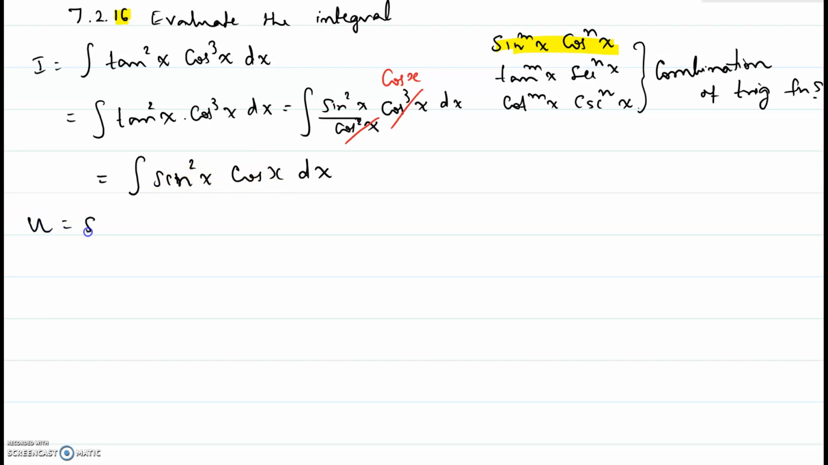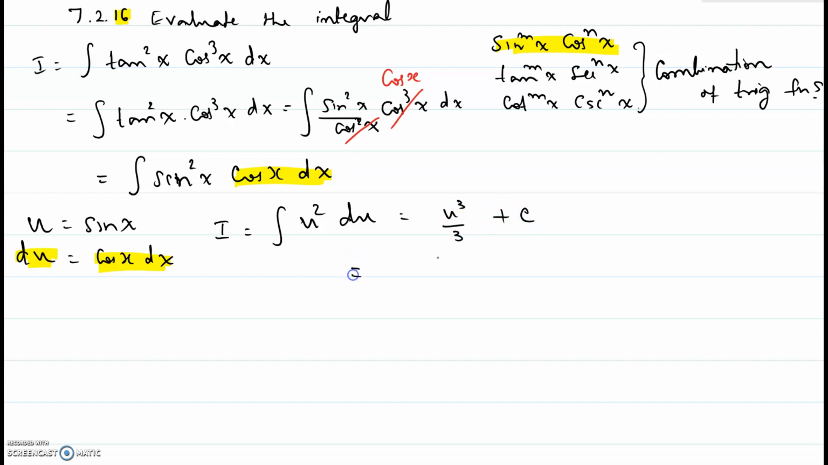So if I substitute u equal to sine x, then du would be equal to cosine x dx. So I would have the integral of sine squared, which is sine x the whole squared, so it is u squared, and then cosine x dx equal to du. The integral of u squared will be u cubed over 3 plus c, but u must be replaced by sine x. So it is sine cubed x over 3 plus an additive constant.